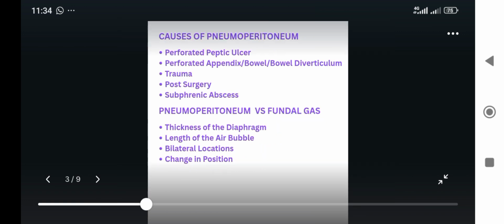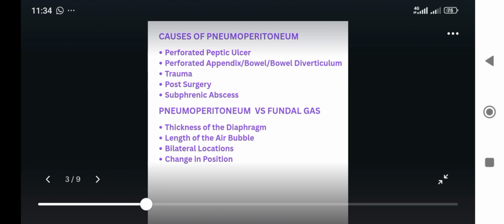Then what are the causes of pneumoperitoneum? We have perforated peptic ulcer. We have a perforated appendix, bowel, or bowel diverticulum. Once they are perforated, there will be release of air into the abdomen. Then trauma. There could be blunt trauma to the abdominal organs that can cause lacerations. They can cause release of air from those hollow structures.